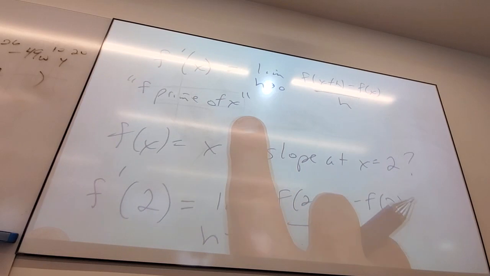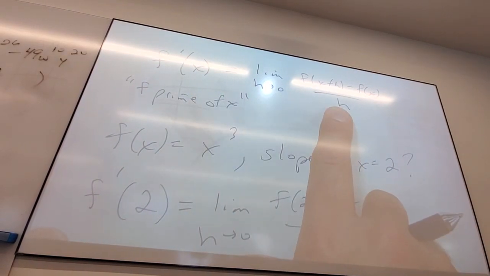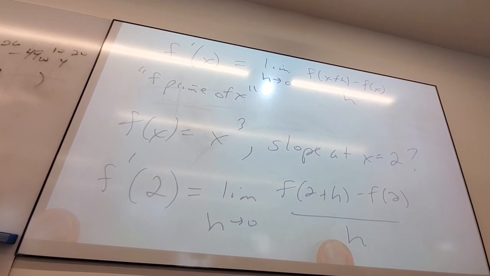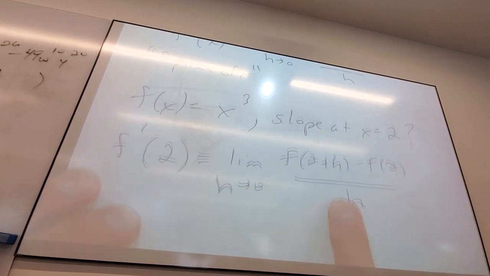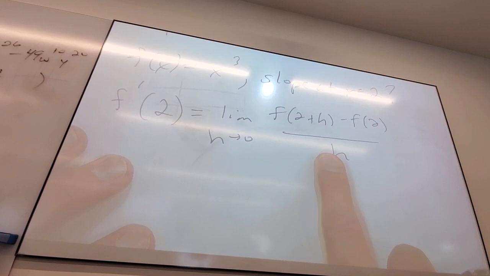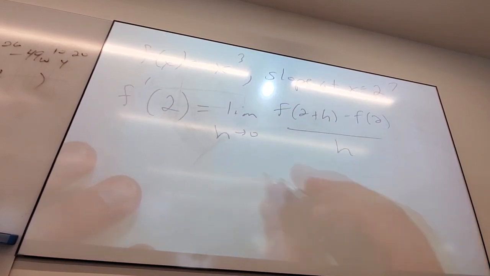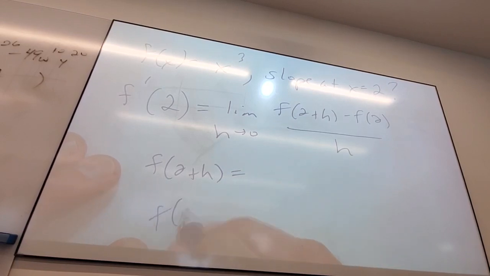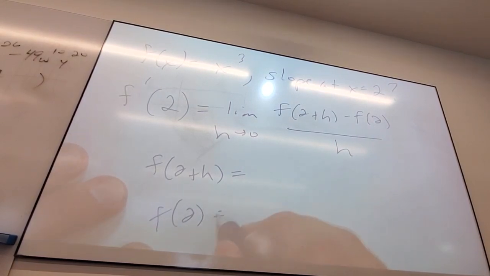All right, I really want everybody with me. So we've done this before. All right, how do I do this? What do I need to construct? x, 2 plus h. Yeah, I need to know what f of 2 plus h is, and I need to know what f of 2 is. So I'm going to construct those two things.